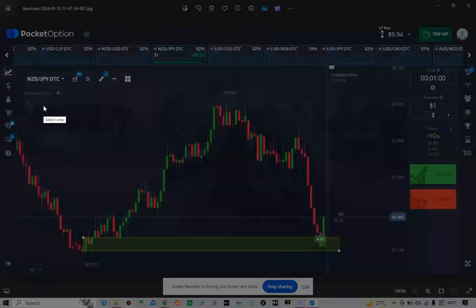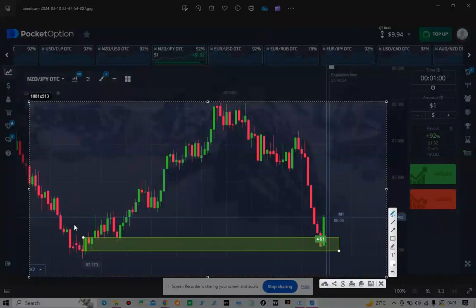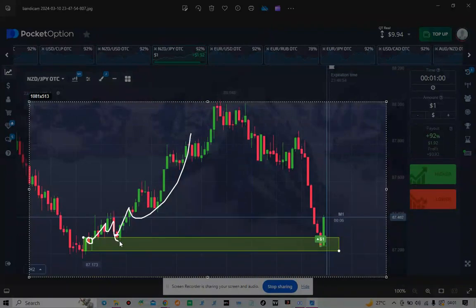Here you can see I finally drew the zone because this is the origin of this bullish movement. This is just the price testing the zone. That is for the confirmation. The next confirmation is to wait for the price to drop inside the zone with rejection. I think there's a small rejection here. So I entered the trade with a call option for 1 minute expiry time.